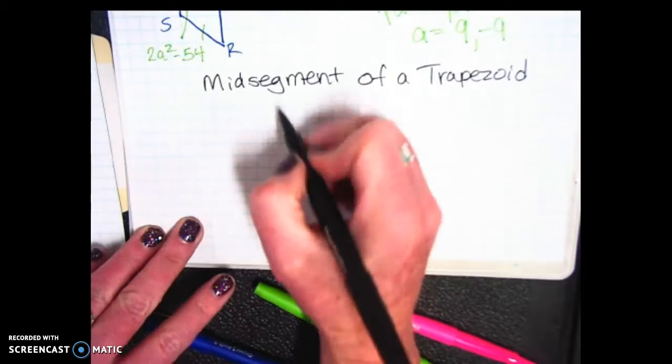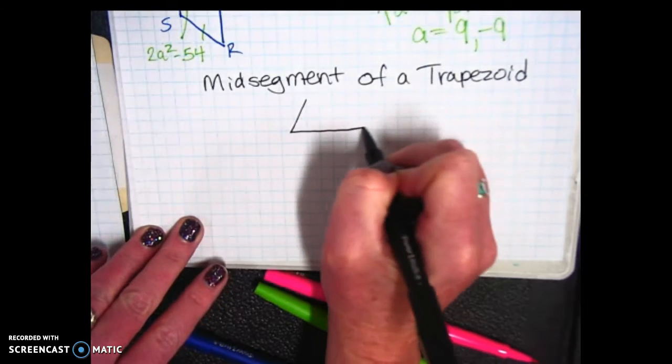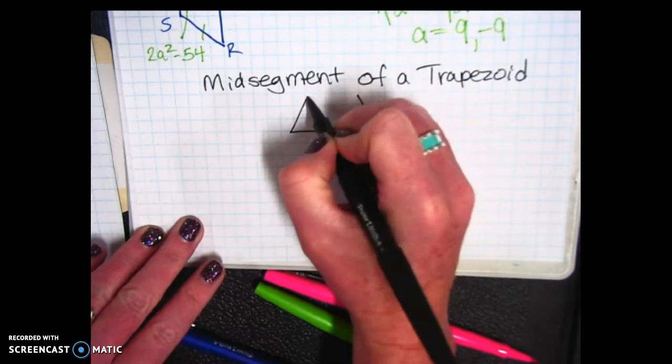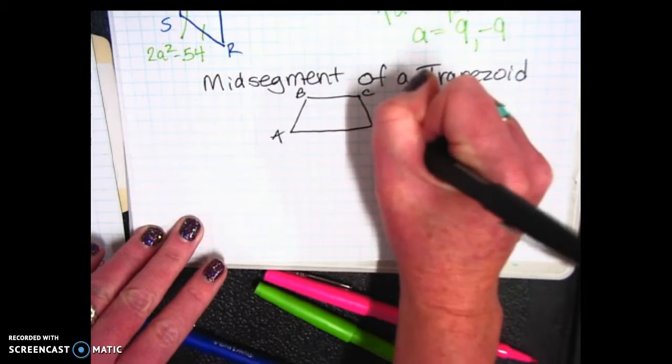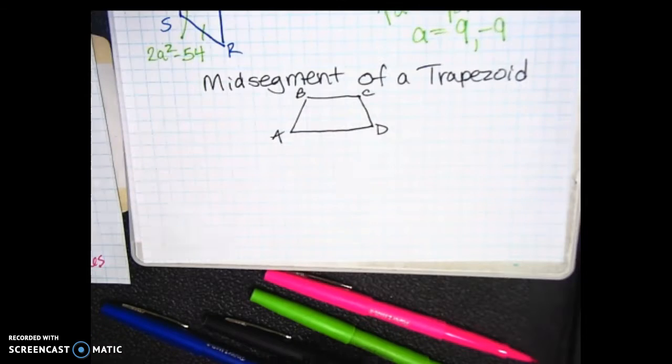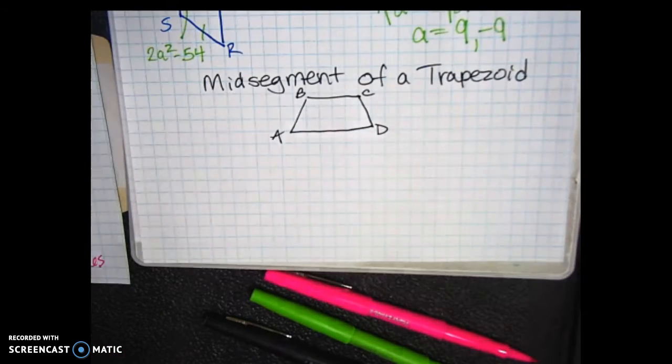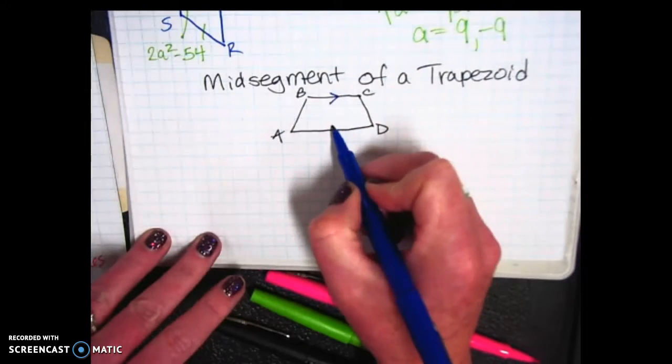So we're going to draw a trapezoid. We'll call this one ABCD again. And the mid segment is going to go from the midpoint of each of the legs.